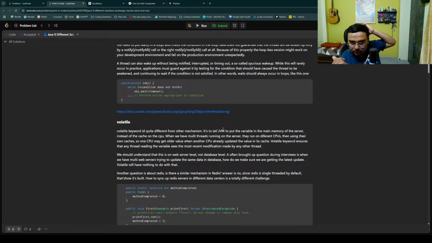An often brought up question during interviews is, when we have multiple web servers trying to update the same data in the database, how do we make sure we are getting the latest update? Volatile will have nothing to do with that. Another question is about Redis. Is there a similar mechanism in Redis? The answer is no, since Redis is single threaded by default, that's how it's built. How to sync up Redis servers in different data centers is a totally different challenge.